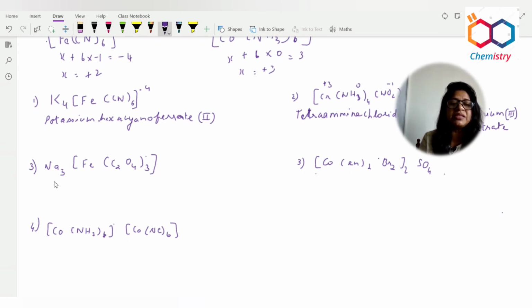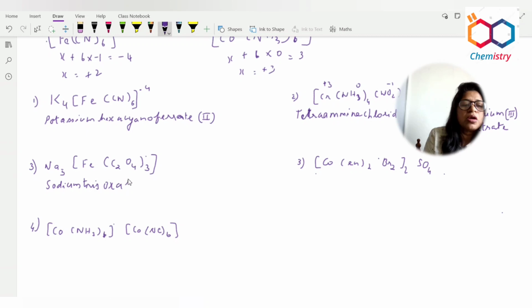Instead of di, you will use bis. Instead of tri, you will use tris. Instead of tetra, you will use tetrakis. Okay. So we start with the positive part. Here sodium. Sodium. 3 are there. It is a bidentate ligand. So we use the term tris. The prefix will be tris. Tris oxalato.